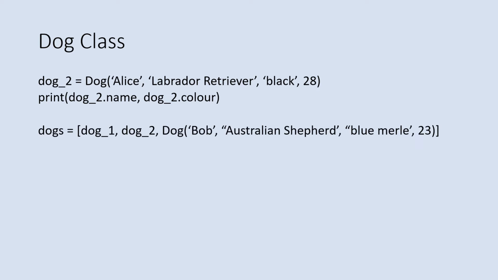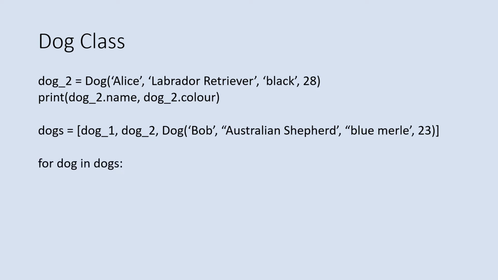We could also do something like create a list of dogs. And so we have dog1 and dog2, which we have already created. And now we're adding a new dog that we hadn't created separately. So we don't have a separate variable name for this dog, but we've created Bob, an Australian Shepherd.